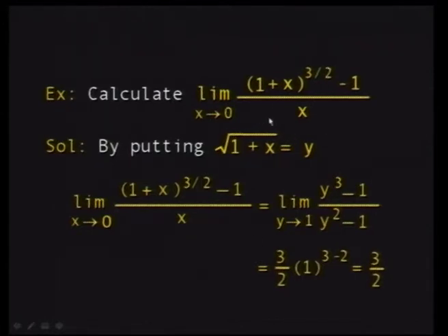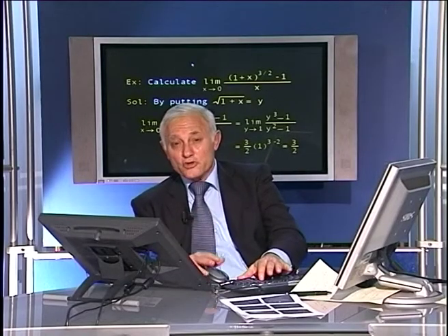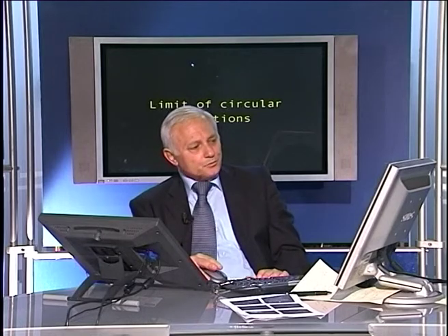So you end up with this expression. In other words, when you substitute y for x, you have a limit in y. Now you can apply the theorem. You have y to the power n minus 1 divided by y to the power m minus 1. So you get n divided by m, 3 over 2, times a, which is the point, to the power 3 minus 2. You get 3 over 2. I mean, these are simple tricks in which you use theorems. So there are really a multitude of theorems which you can use.